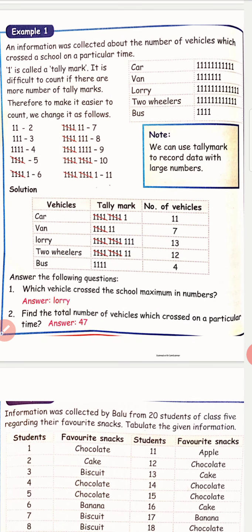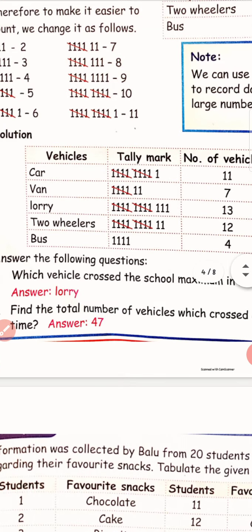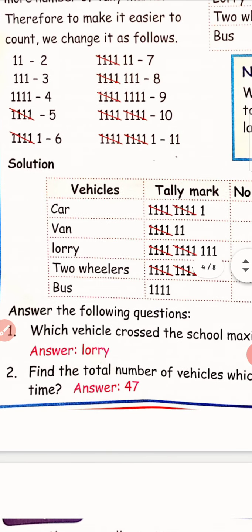One means you write one stroke, two means you write two strokes, three means three strokes, four means four strokes. Five means four strokes, then you cross those four lines with a fifth. Then six means four lines crossed by one, which is five, and then one more. The next six, you start with a new group. You see the pictures, we can easily understand.